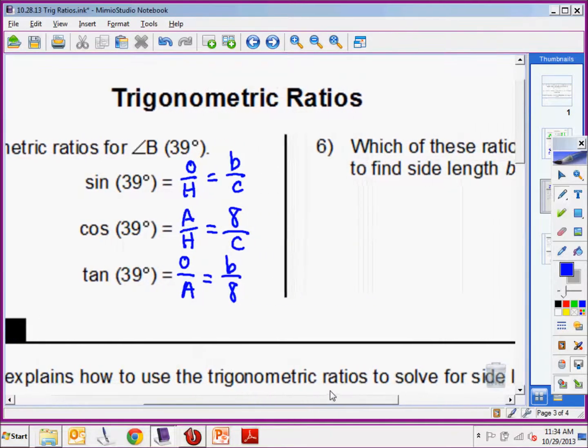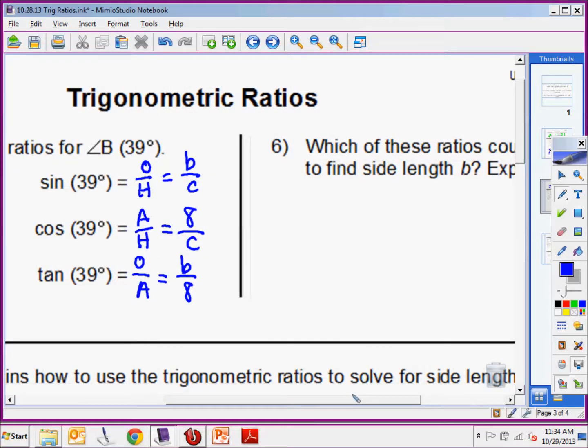All right, what do you notice about this? What sides do I not know? B and C. Your opposite and your hypotenuse. So I don't know B and C. I wonder, is there a way to solve for this mathematically? Yes. Oh my gosh, there is. So we're going to look at that to see.